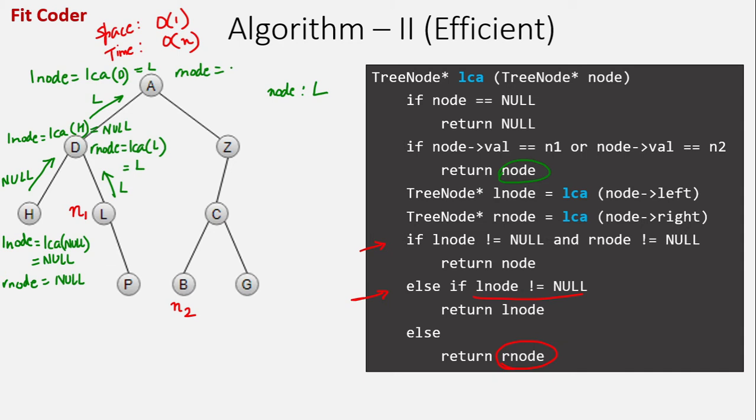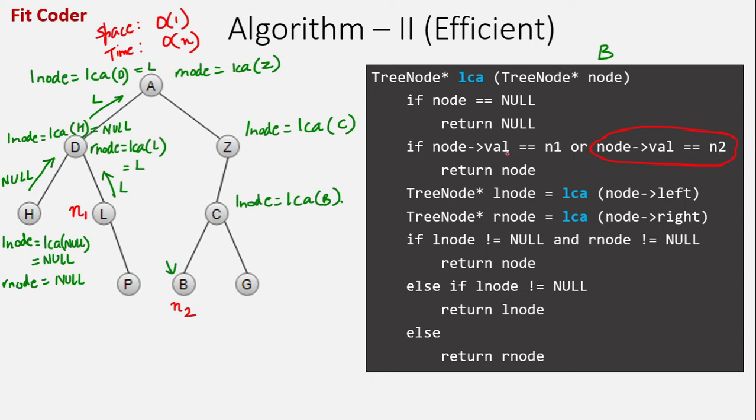So the R node is LCA of Z. We come at Z, L node is LCA of C. Now we come at C, L node is LCA of B. So now we come at B. So the node is B. We check if value of node is equal to N1 or N2. So now B is equal to N2, so we return the node. So this function returns B.